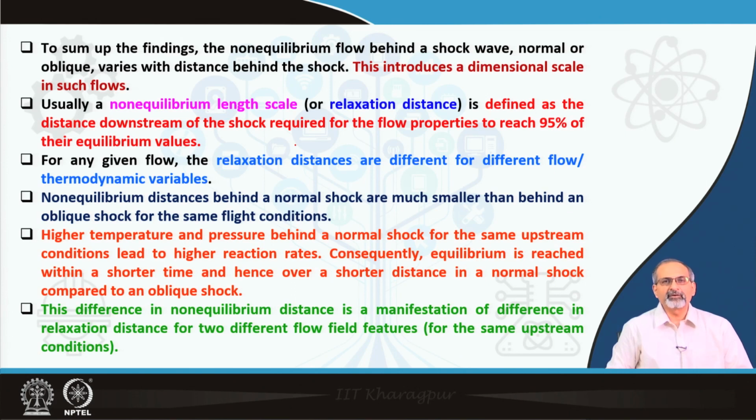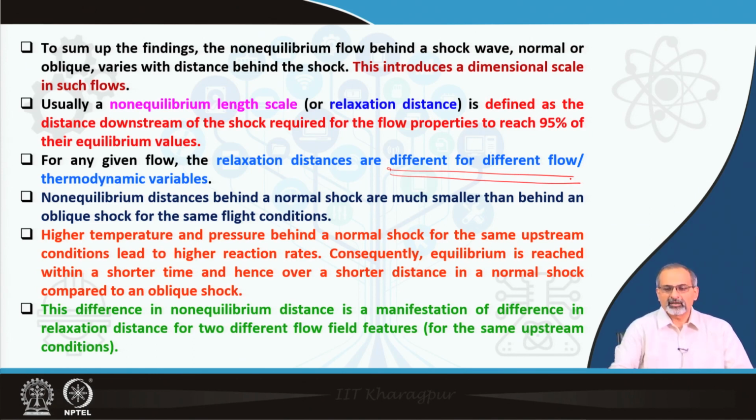We are trying to sum up the findings again. The non-equilibrium flow behind the shock wave varies with distance behind the shock. This introduces the dimensional scale. The non-equilibrium length scale or relaxation distance is defined as the distance downstream of the shock required for flow properties to reach 95% of their equilibrium values. For any given flow, the relaxation distances are different for different kinds of flows, which depends on the geometry of the flow and of course, also on the thermodynamic variables.